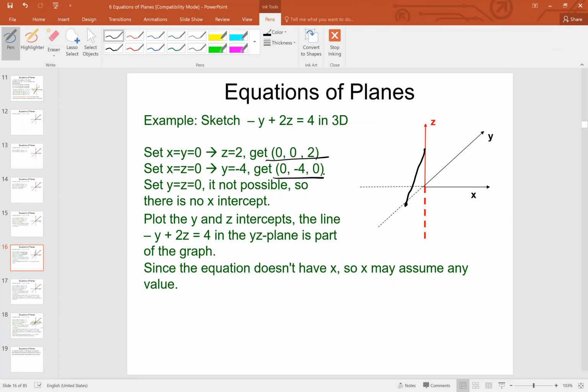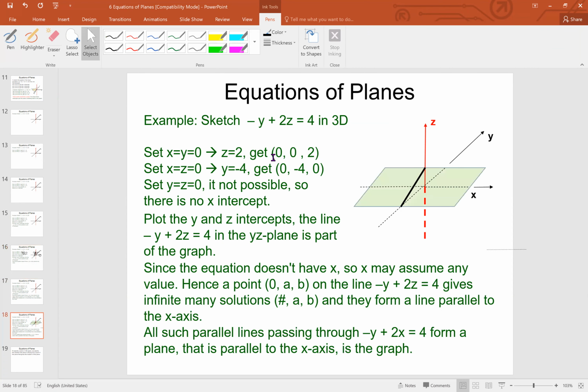Since x is absent in the equation, the x values can take any value. In other words, for any point on this line, I can move along the x direction, change the x value, and set it to be any value I want. The result is these sliding planes generated by that line. So this is how we graph a plane with a missing variable in the equation. It's parallel to the axis of the missing variable.